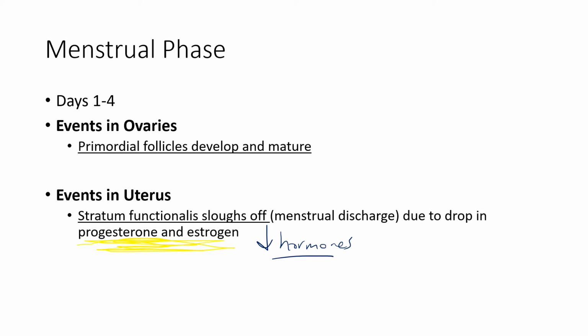Now in the ovaries, we are getting ready to create a new follicle. So the primordial follicles are developing, and the primary follicles from the last unit continue their development. We have this overall growth phase happening during the first 1 to 4, 1 to 5 days of the female cycle.